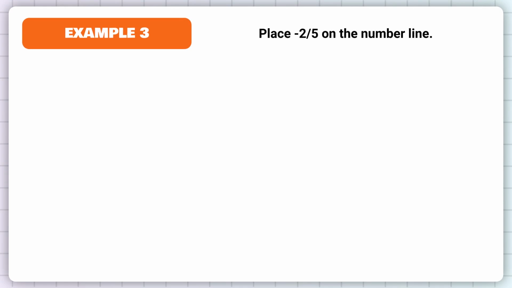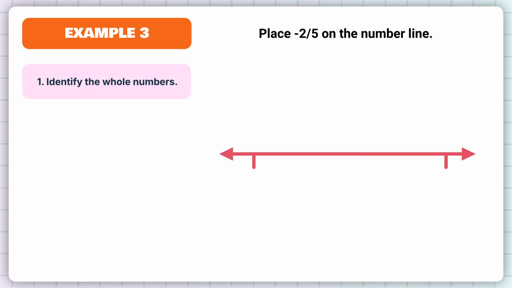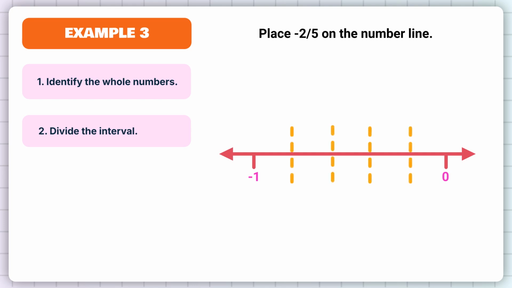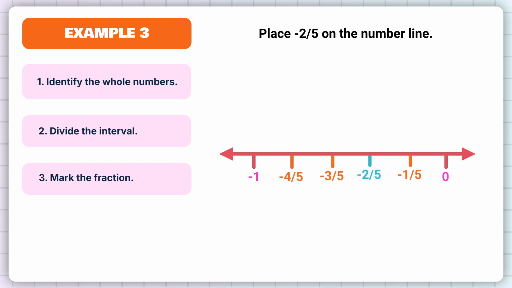Finally, let's place a negative fraction, such as -2/5, on the number line. Let's start by identifying the whole numbers. Since -2/5 is negative and greater than -1 but less than 0, it lies between -1 and 0. Next, we divide the interval. Divide the interval between -1 and 0 into 5 equal parts, as the denominator is 5. Finally, count 2 parts from 0 towards -1 to reach -2/5.